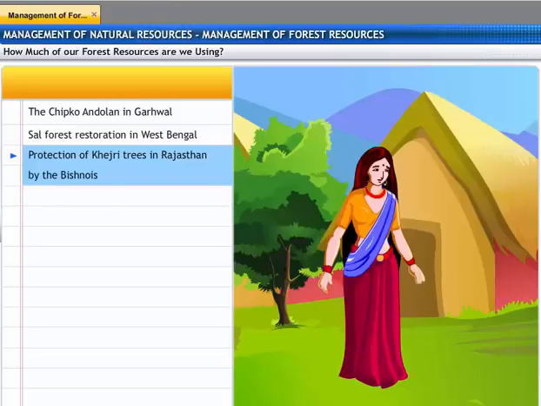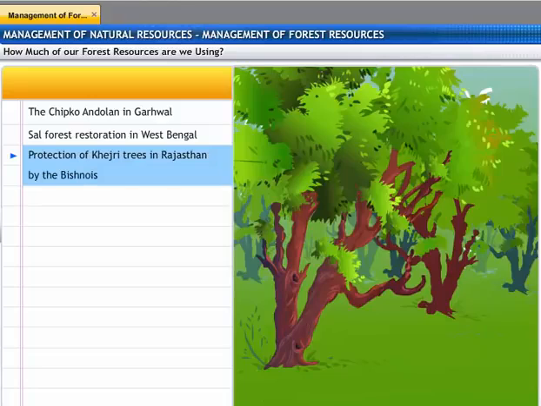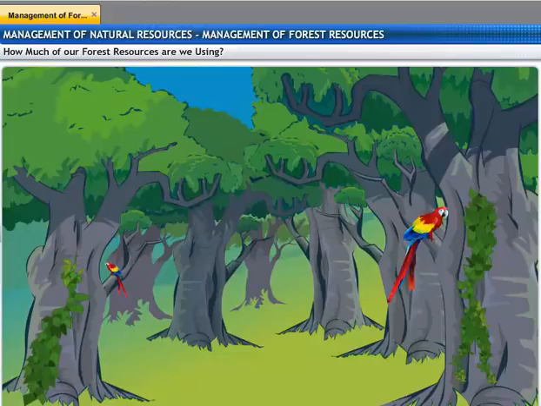The Bishnoi community in Rajasthan conserved the forest and wildlife as a religious tenet. The Government of India has recently instituted an Amrita Devi Bishnoi National Award for Wildlife Conservation in the memory of Amrita Devi Bishnoi, who in 1731 sacrificed her life along with 363 others for the protection of khejri trees in the Khejrali village near Jodhpur in Rajasthan.